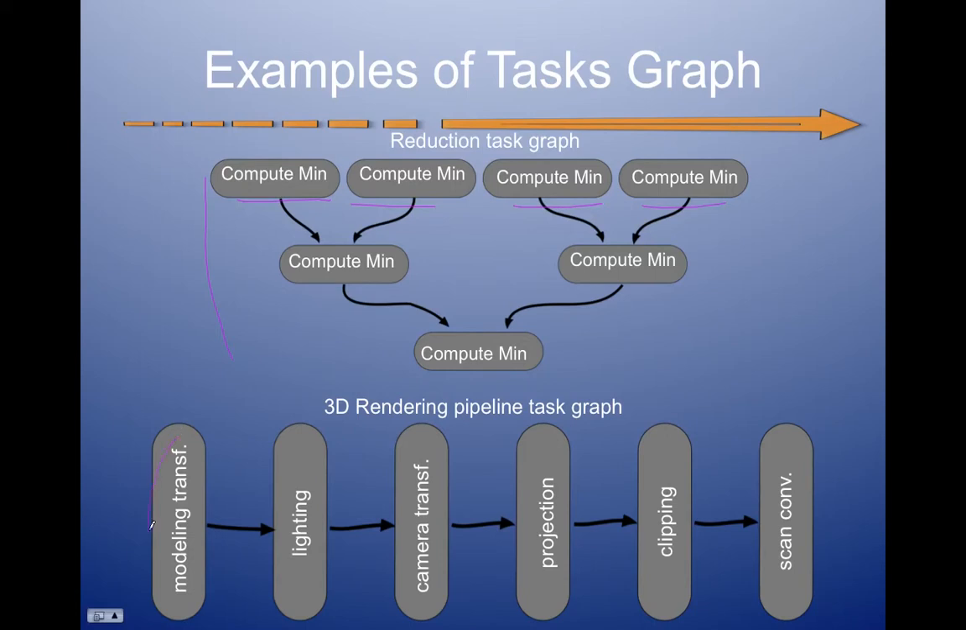In this case, each task performs a different function. This is a set of functions that have to be performed to display some polygons on the screen. And in this case, we have a pipeline organization of the tasks.